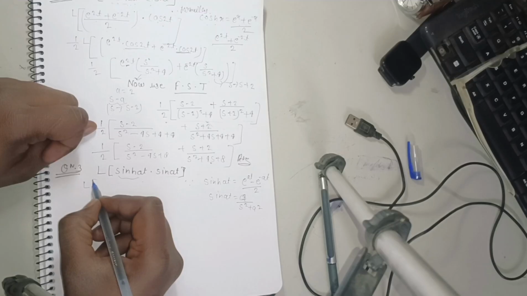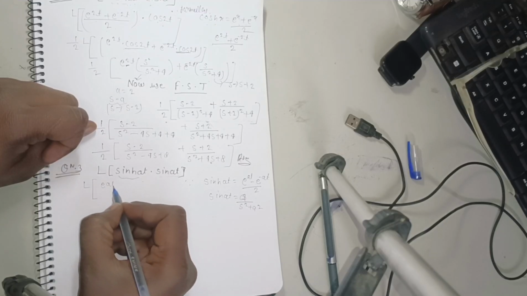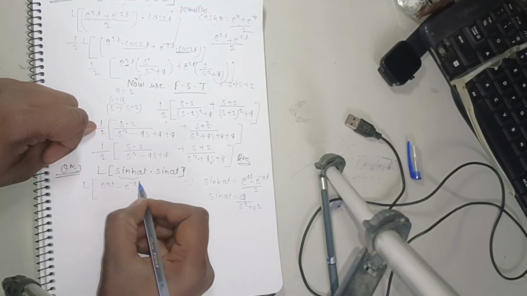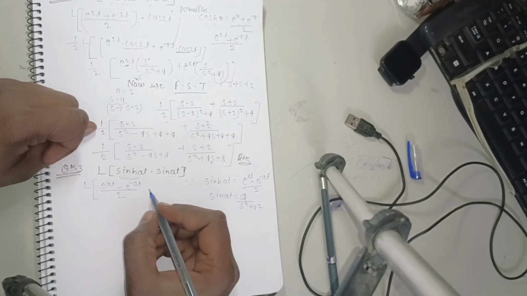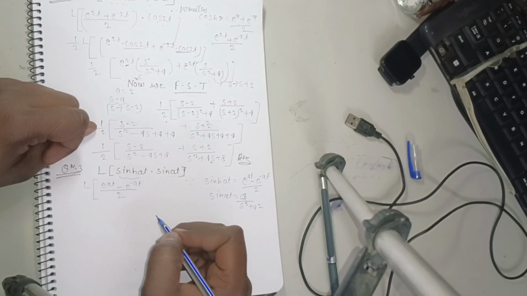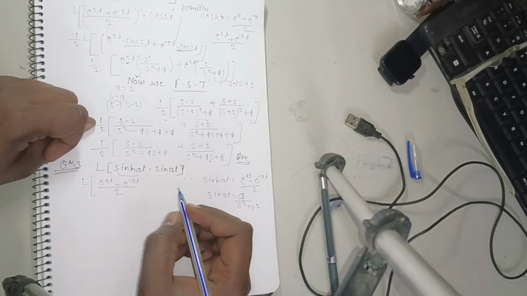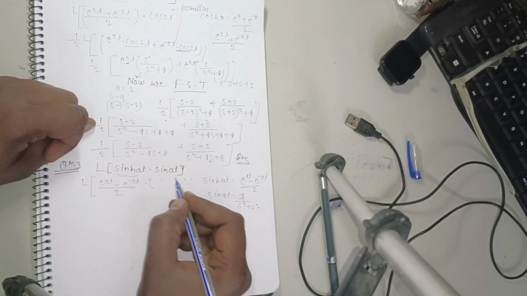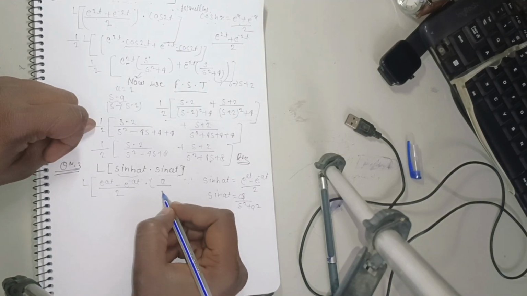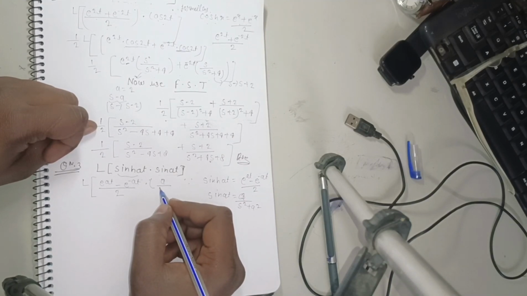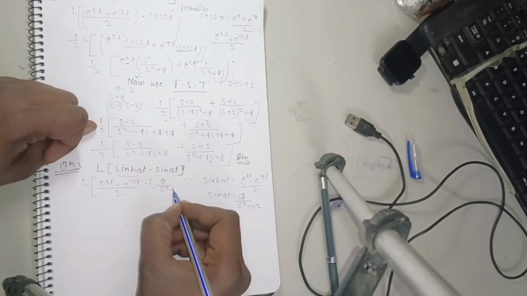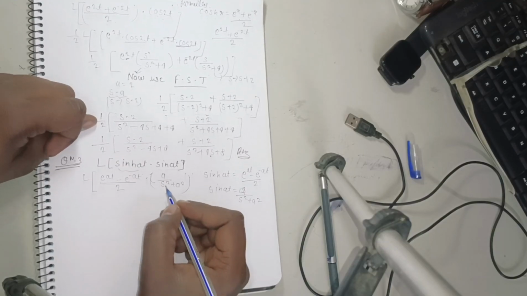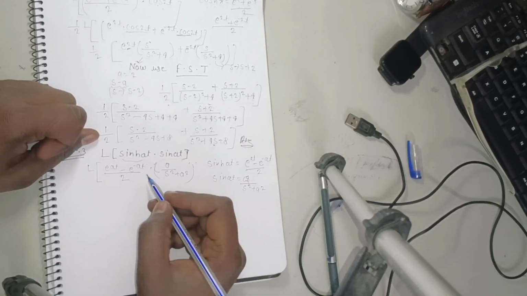So Laplace of e to the power at minus e to the power minus at upon 2 into a upon s square plus a square. Okay, so from here I can take 1 by 2 common.